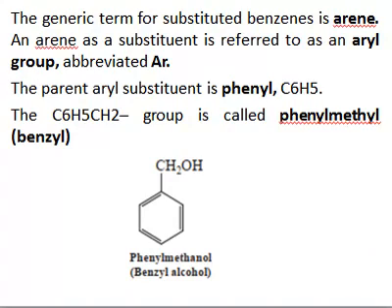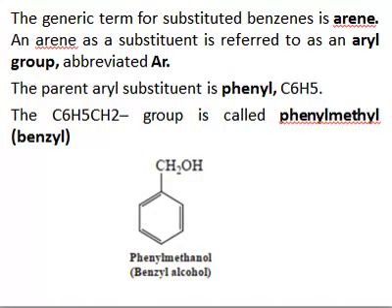So now we have another three terms: arenes, aryl, and phenyl, right? What is the difference between these three terms? What's an arene, what is phenyl, and what is benzyl? In general, if a benzene is substituted, it's called an arene, right? Whatever the substituent may be, whenever benzene is substituted, the substituted benzene is known as an arene, right?